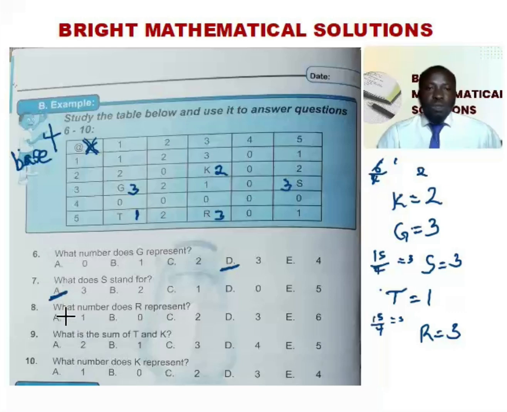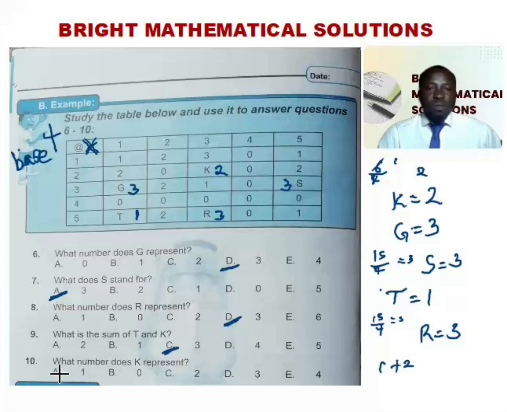To the next question, what number does R represent? Our R is also 3, so we have 3 in the options. Our answer here is D. And the next question, what is the sum of T and K? T is 1 and K is 2. So 1 plus 2 gives us 3. Our answer is C.